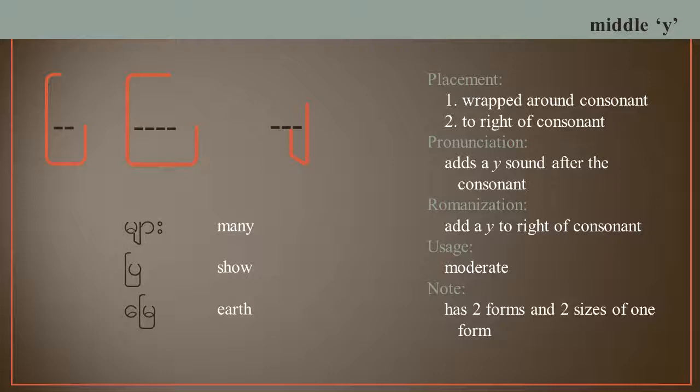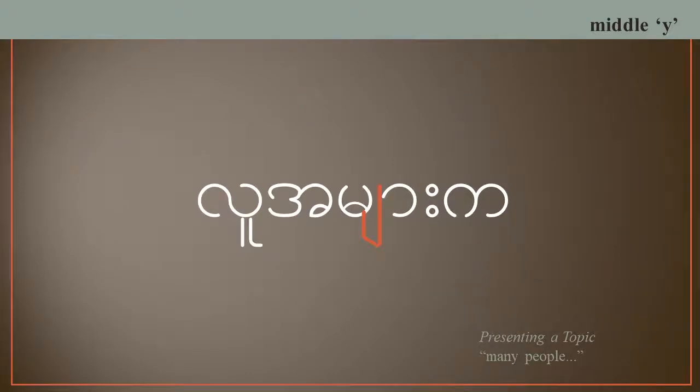The word for many, mya. The word for show, pya. And the word for earth, mye. So we added to the right of the symbol that Y letter. Here's an example from the language app. It is the word for many people under the heading presenting a topic. So there's the symbol you're going to be looking for.